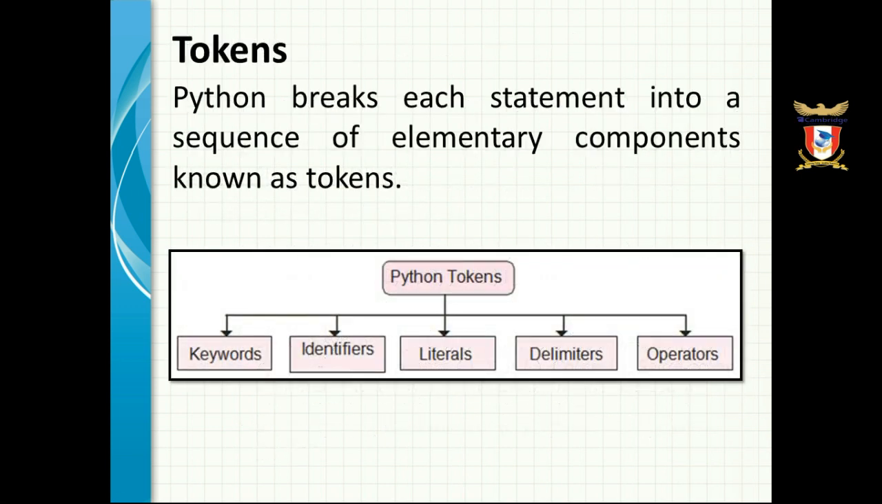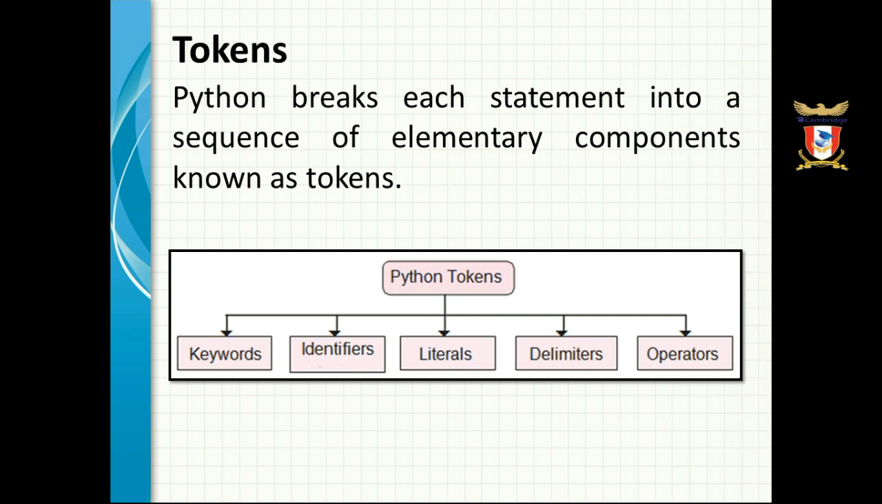And then next we'll discuss tokens. So first we'll discuss what a token is. Python breaks each statement into a sequence of elementary components known as tokens. That means any single component while writing the Python statement, or you can say the smallest unit of Python code, is known as a Python token.